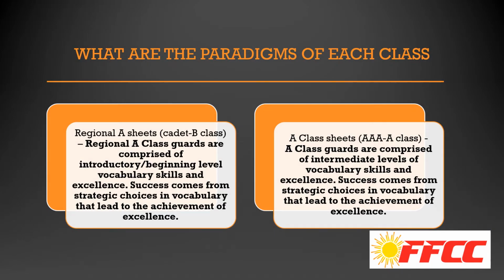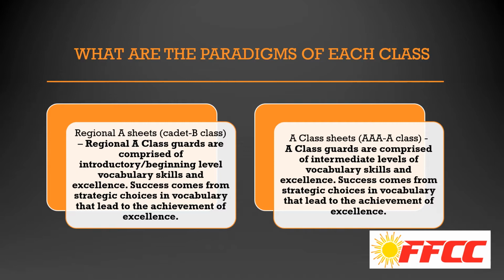As we explore each class, we see that WGI has given specific paradigms of what the class should be comprised of in the movement category. Regional A class focuses on introductory and beginning level skills and should lead to high excellence through the student's achievement. A-class sheets follow the same paradigm verbiage, with the only change being that they are expected to demonstrate and comprise their show with the intermediate level skills. The technique is still expected to be there to lead to an achievement of excellence.